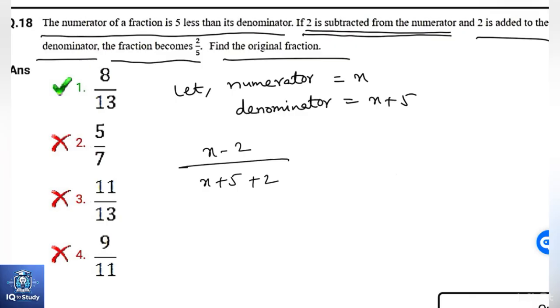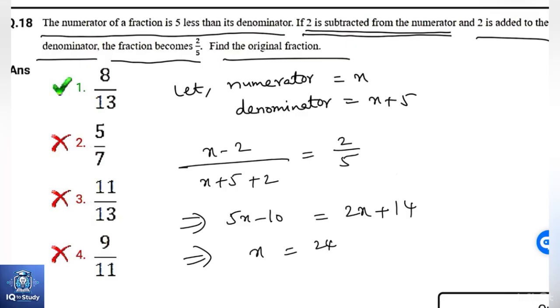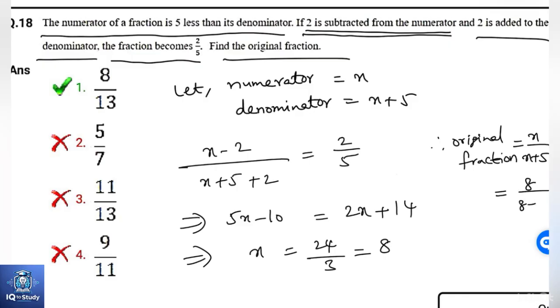It means x minus 2 by x plus 5 plus 2 is equal to 2 by 5. Let's simplify this. It becomes 5x minus 10 is equal to 2x plus 14, which means x is equal to 24 by 3, which is 8. So the original fraction becomes x by x plus 5, which is equal to 8 by 8 plus 5, that is 8 by 13.